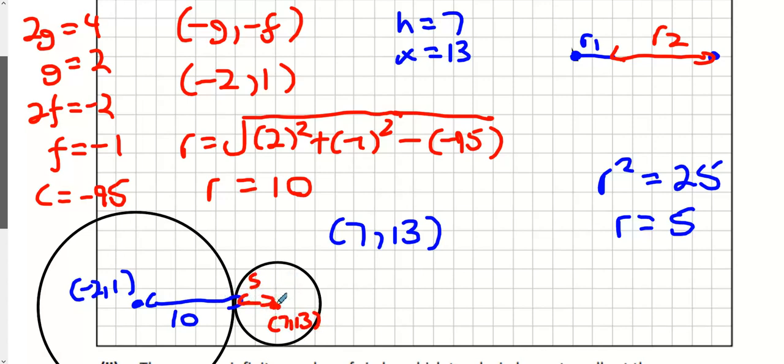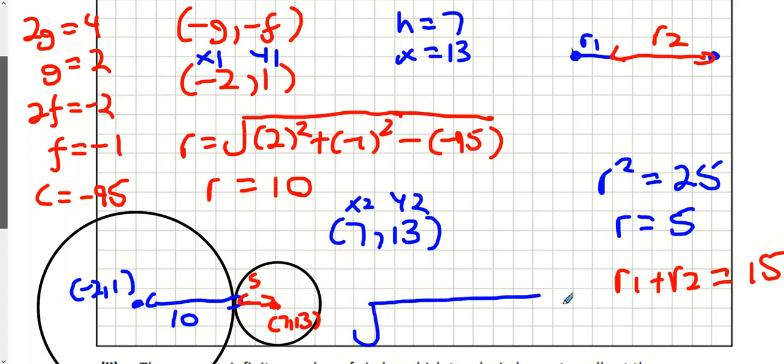Okay, so what we're going to do is say that R1 plus R2 is 15. Now we're going to get the distance between the two centers. That'll be x1, y1, and that'll be x2, y2. We're going to do x2 minus x1, so it's going to be 7. Now we're doing this equation here.